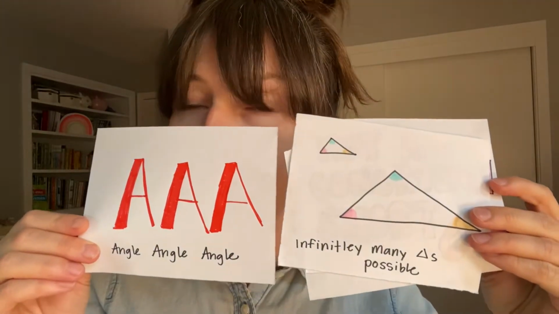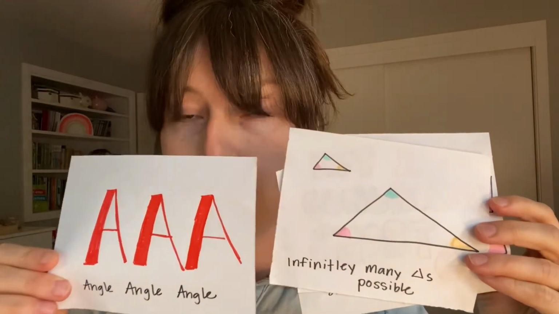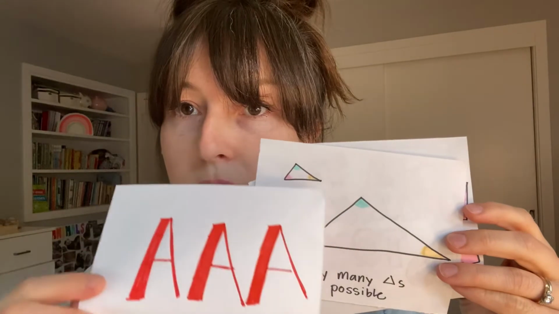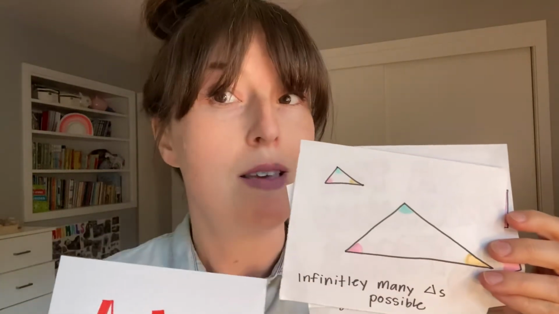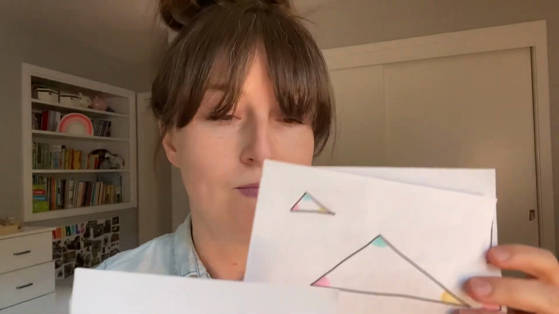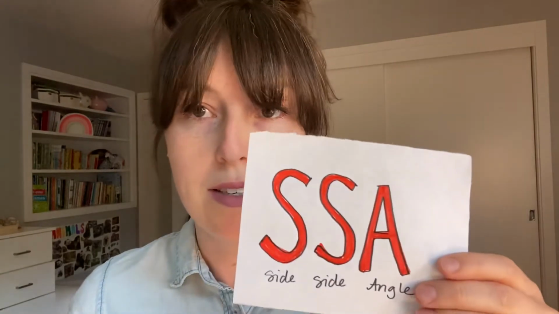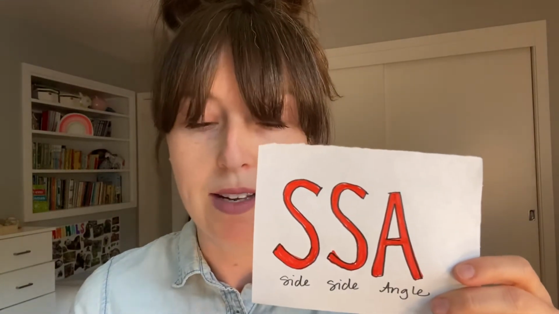Angle, angle, angle does tell us something. It's not a congruency shortcut, but it does tell us that those triangles are similar. I was so excited to talk about side, side, angle. I skipped that part.